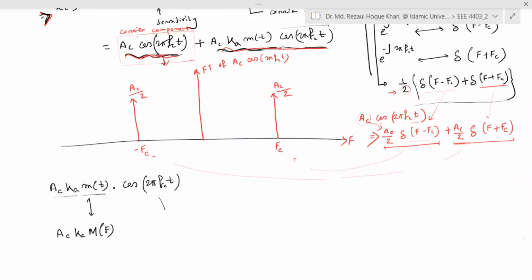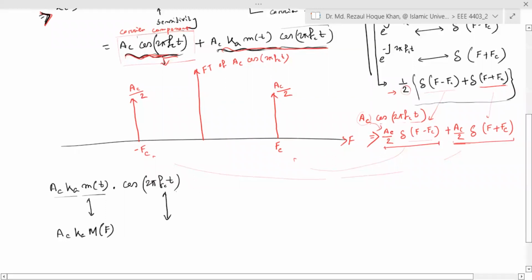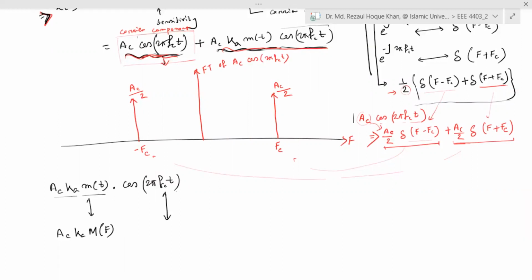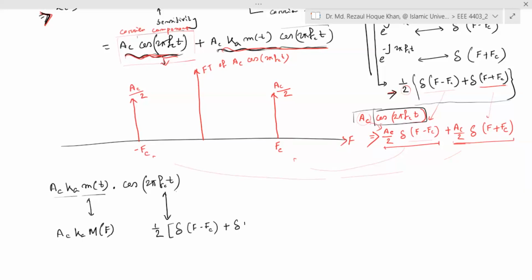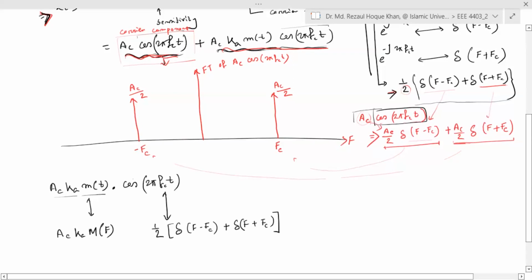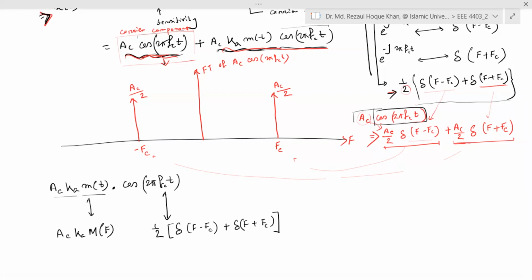How will this look in the Fourier transform? You already know this one from this equation, from this portion. It is nothing but half of del(f minus Fc) plus del(f plus Fc). Now, what remains? This multiplication remains. Multiplication in the time domain is actually a convolution in the frequency domain.